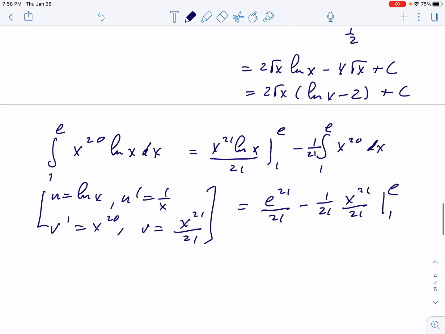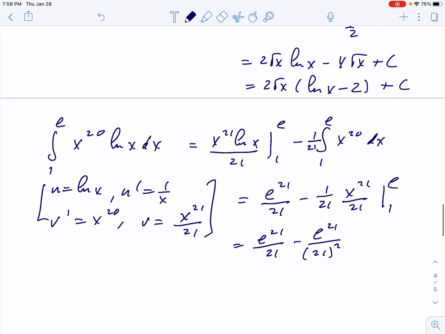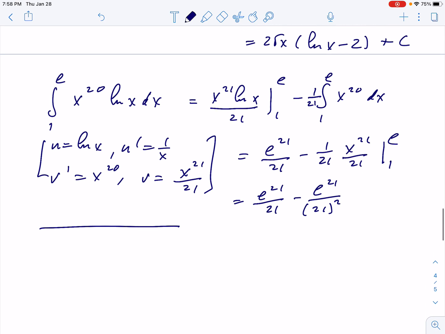So what we have now, this is e to the power 21 over 21 minus e to the power 21 over 21 squared, and that's it. We can, of course, factor and make it more simple, but that's not important. So I'll stop here. And now look at another one.